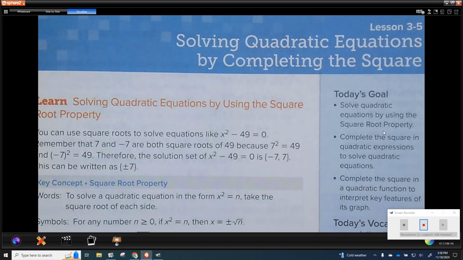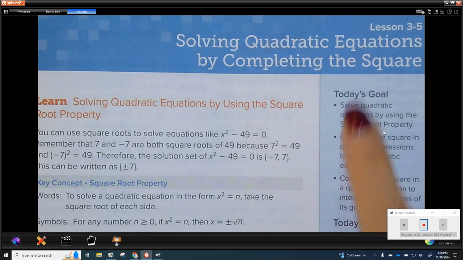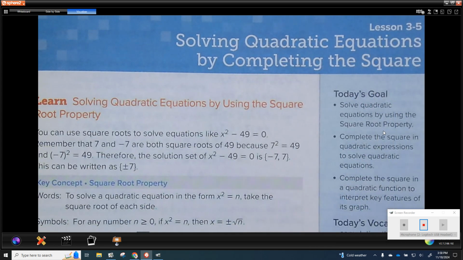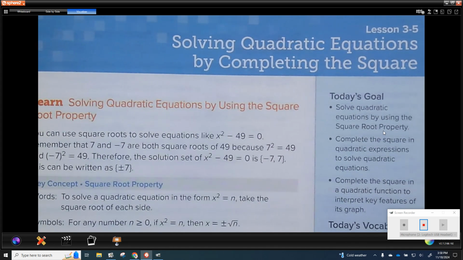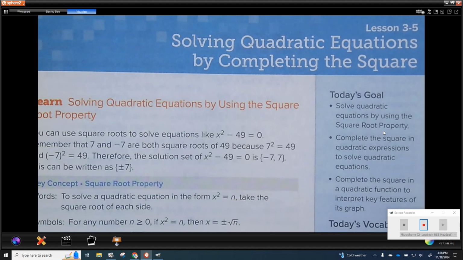Hi, today I'm going to do lesson 3, module 3, lesson 5, solving quadratic equations by completing the square. Okay, so we're going to solve equations.